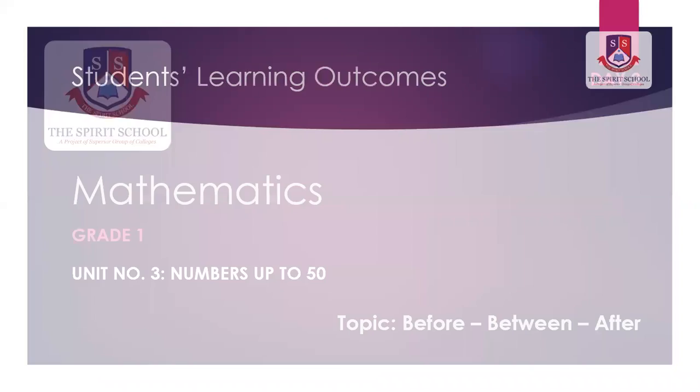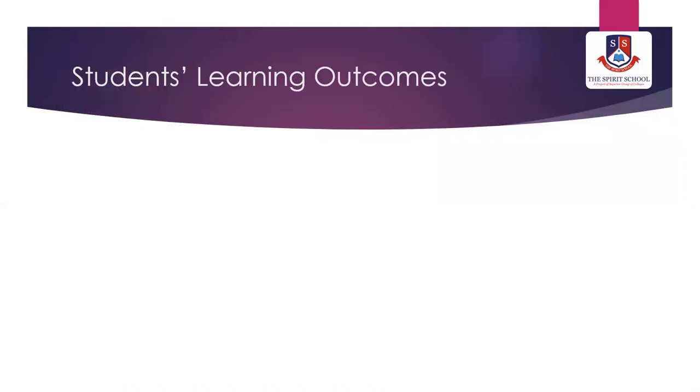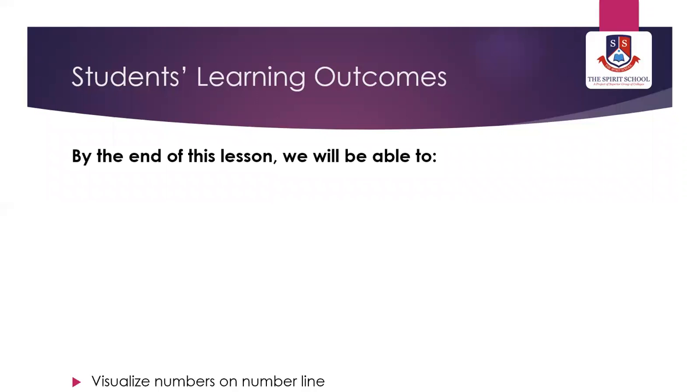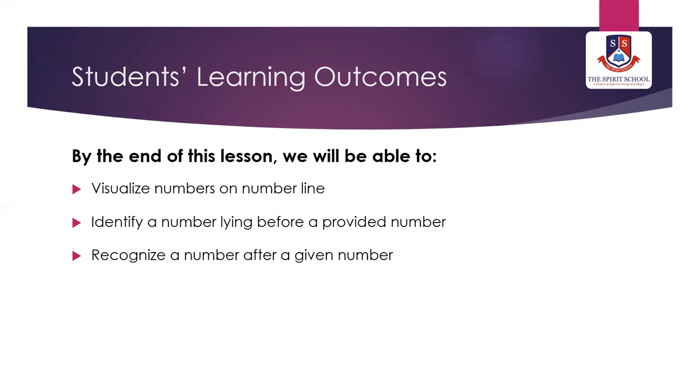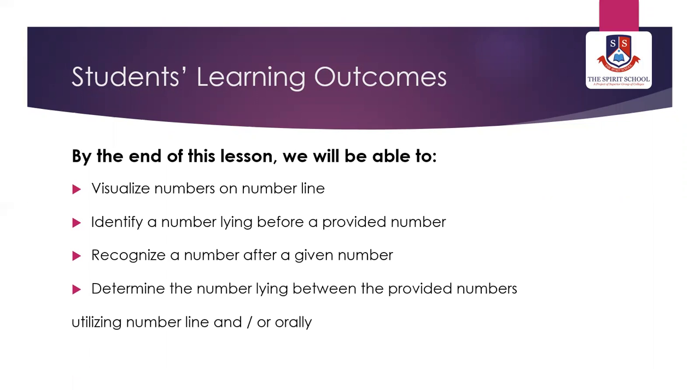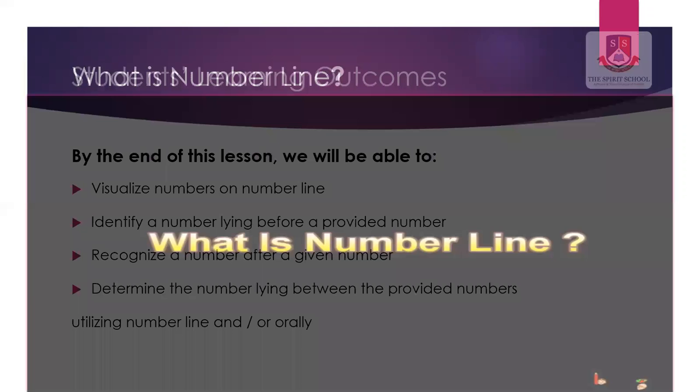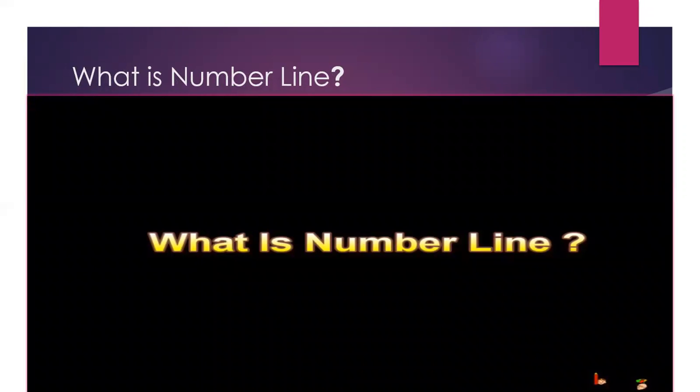So let's see what the student learning outcomes are for today's lesson. By the end of this lesson, we will be able to visualize numbers on a number line, identify a number lying before a provided number, recognize a number after a given number, determine the number lying between the provided numbers utilizing a number line, and say them orally afterwards. So let's see what a number line is.